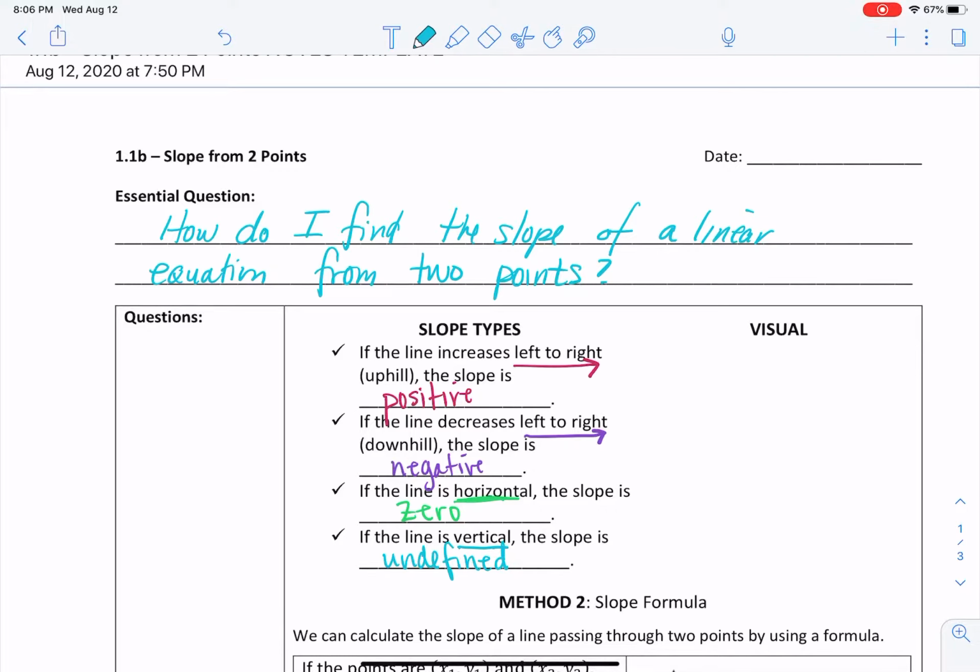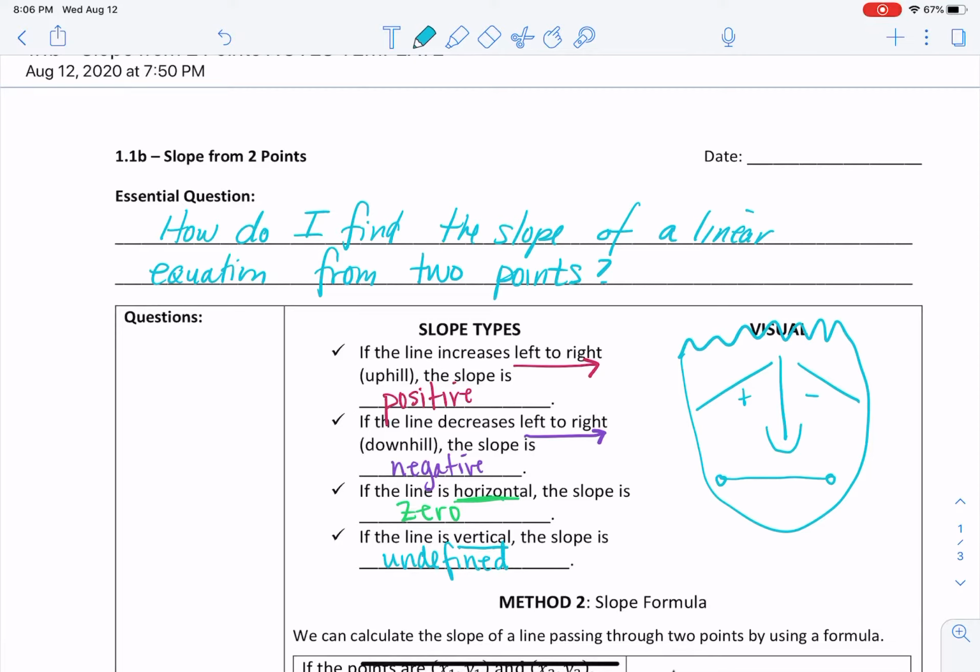I shared this visual with you previously, our slope dude. So he's got positive slope, negative slope. This is our sad slope dude. His undefined nose, his 0 slope mouth, and then there's our slope dude.